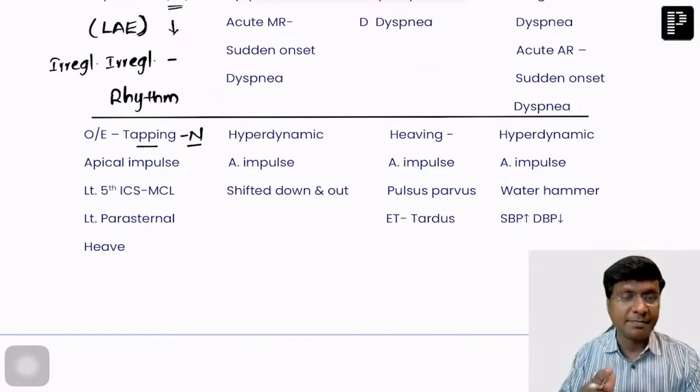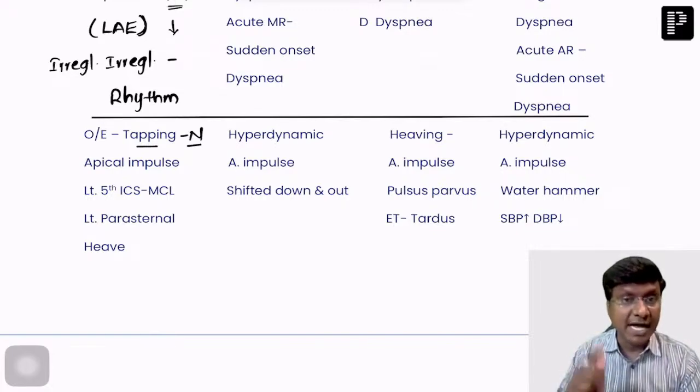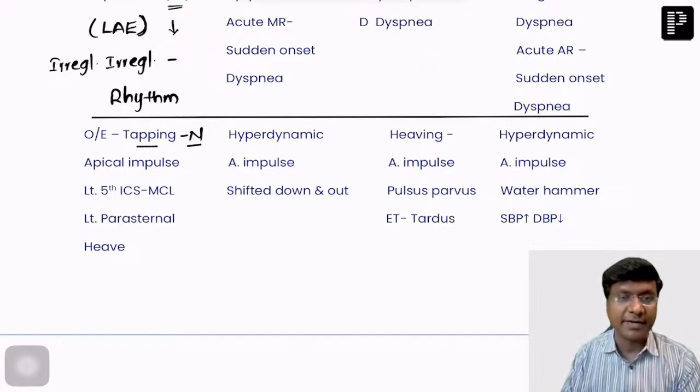Subsequently, there is an increase in pulmonary capillary pressure, and subsequently there is also an increase in pulmonary artery pressure that will cause RV enlargement and even RA enlargement. But LV enlargement will not be there, or LV is not affected in case of isolated mitral stenosis.